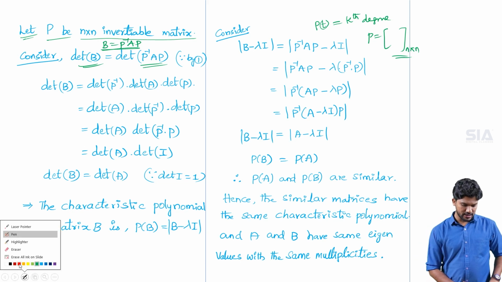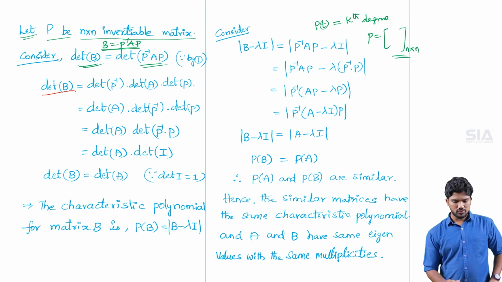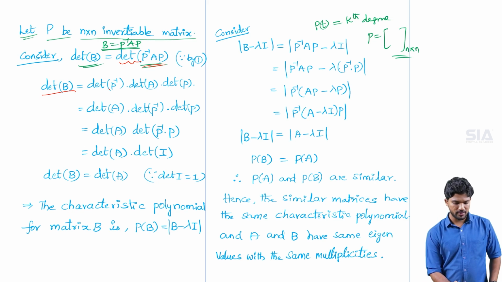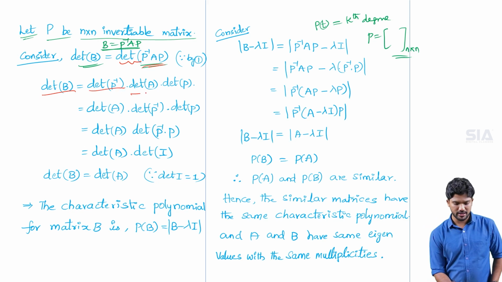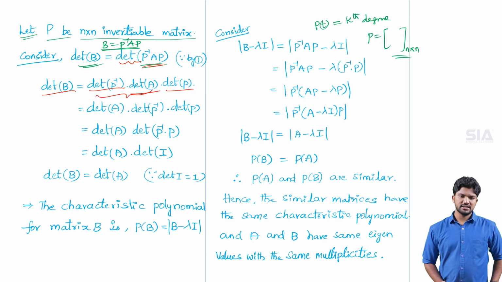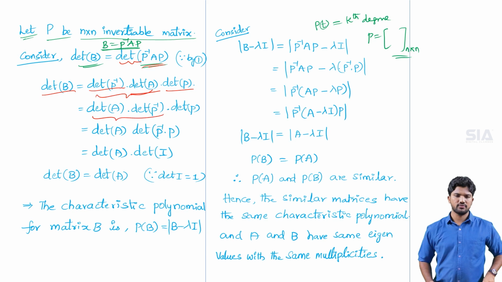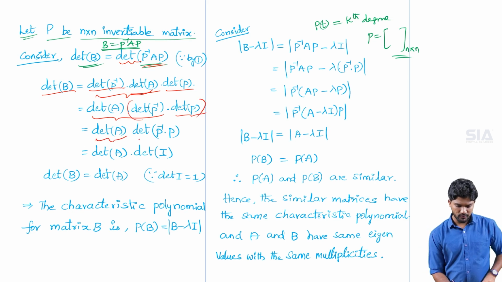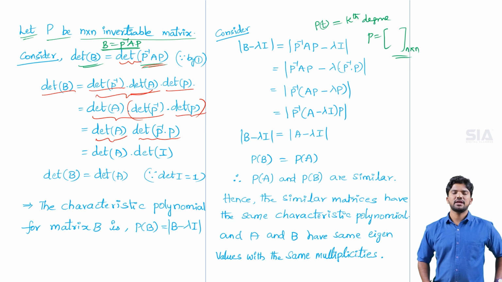So since by equation number 1, determinant of B is equal to, apply the determinant value individually. From the properties of determinants we can apply this property: determinant of P inverse, determinant of A, determinant of P. Here the determinant property also satisfies the commutative property. So therefore determinant of A into determinant of P inverse into determinant of P. Next, determinant of A will be as it is. For these two values we can write determinant of P inverse into P.